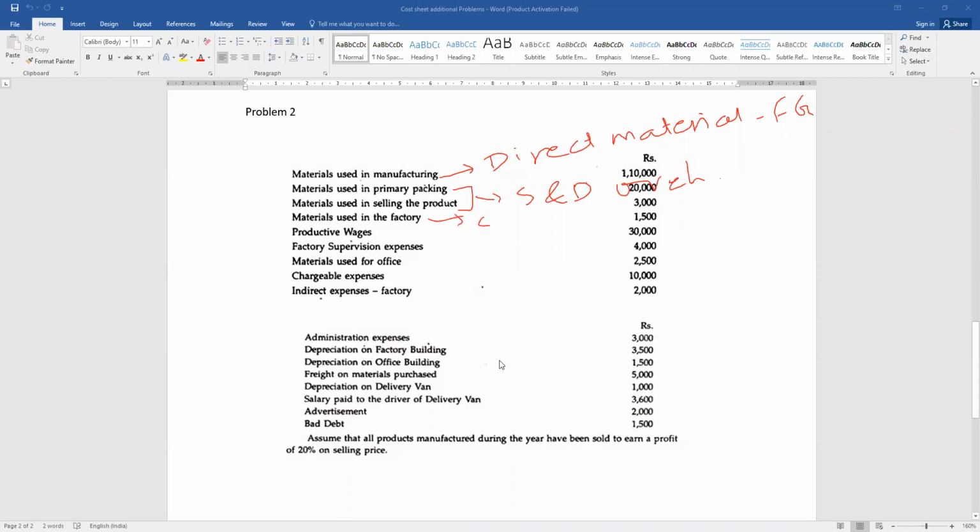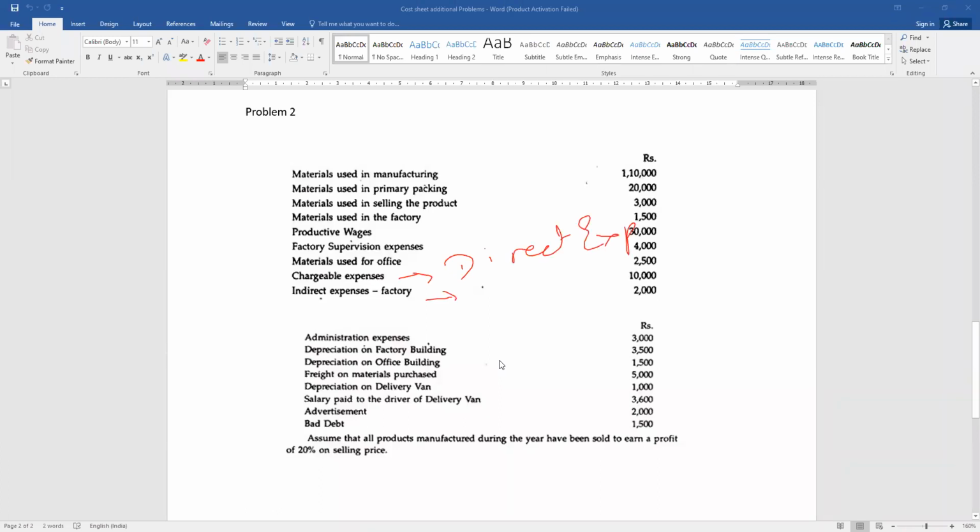This is consumables, which is used in the factory. And this is something like stationery, which we use in the office. So even though the tagline is the same, material used, material used, material used, all the material will go into different compartments. Then chargeable expenses, I had already told you, this is a part of direct expenses. Indirect expenses will go to factory overheads.